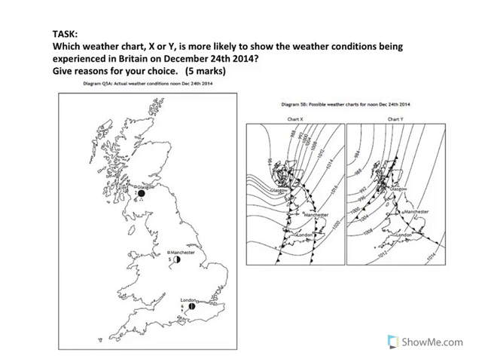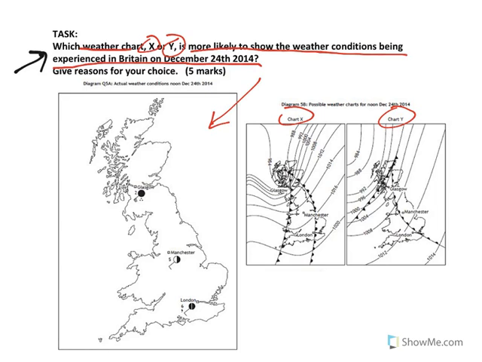Okay, this tutorial is going to help you answer this question up here, which we can see is asking us to identify which weather chart, X or Y, and here we have X and Y down here, is more likely to show the weather conditions being experienced in Britain on December the 24th, 2014. And that's what is shown in this weather map here.